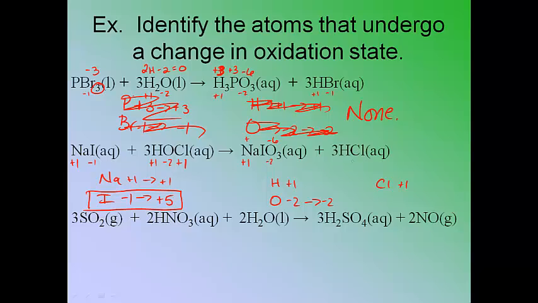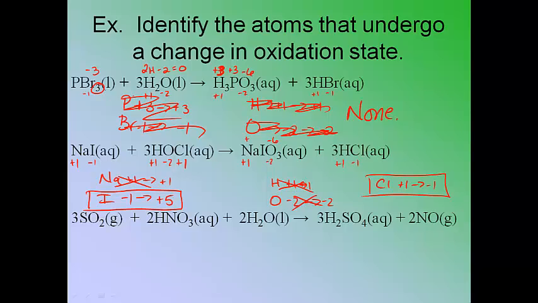Now let's look at your hydrogen and your chlorine. Chlorine again is your most electronegative atom. It is -1. Hydrogen is +1. So hydrogen didn't undergo a change, sodium didn't undergo a change, oxygen didn't undergo a change, and chlorine went to -1. So those are the two atoms. Iodine went from -1 to +5, and chlorine went from +1 to -1.